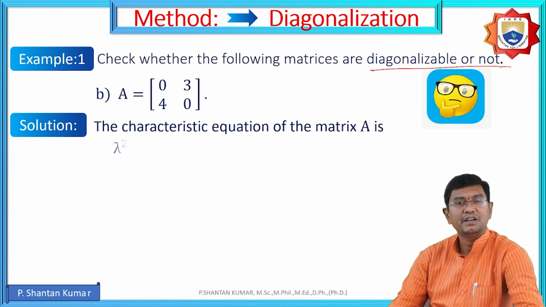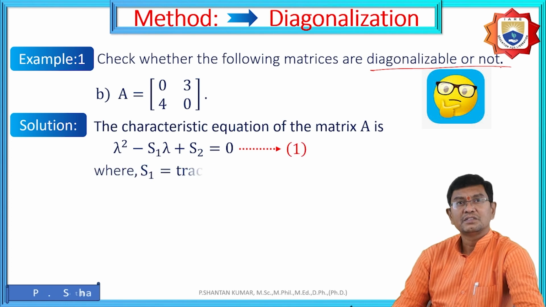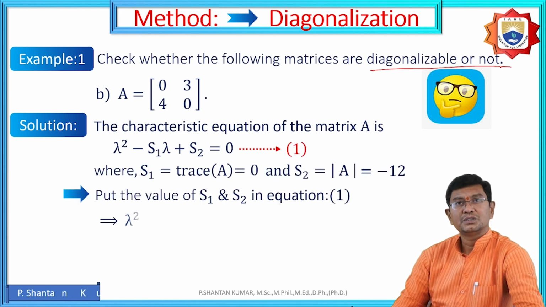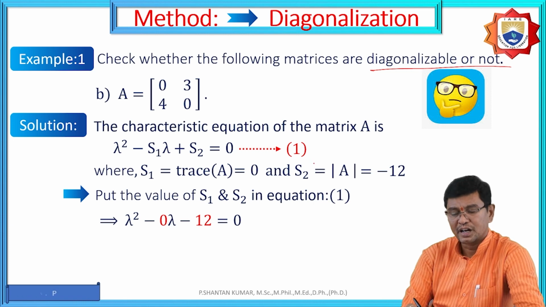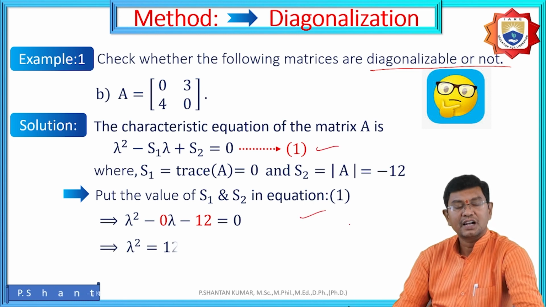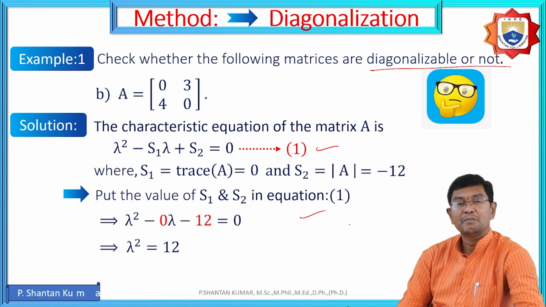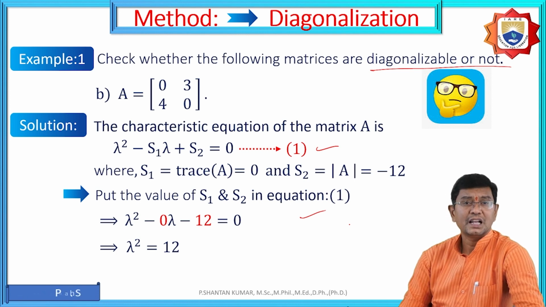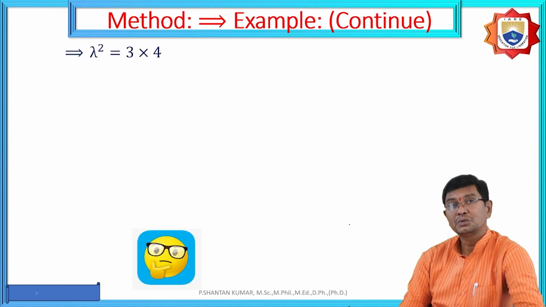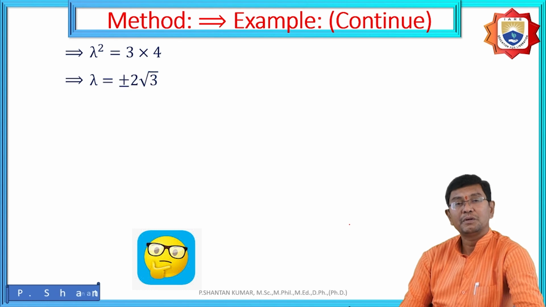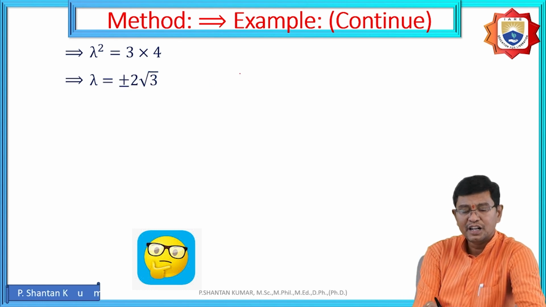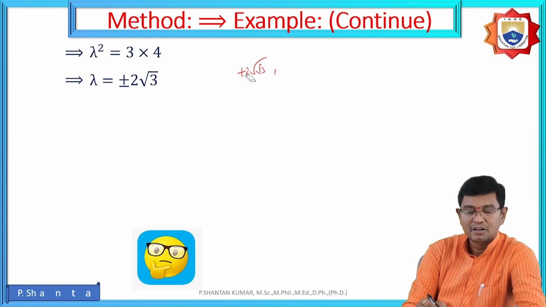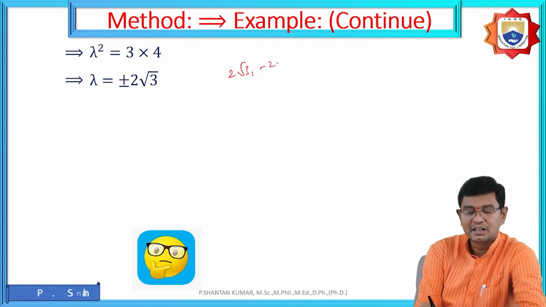First, as per the working rule, we need to find the characteristic equation. S1 is 0 and S2 is minus 12. We discussed in the previous class how to find all these conditions. Here lambda square is equal to 12, that means lambda is equal to plus or minus square root of 3 into 4, that is plus or minus 2 root 3. So the two eigenvalues are 2 root 3 and minus 2 root 3.